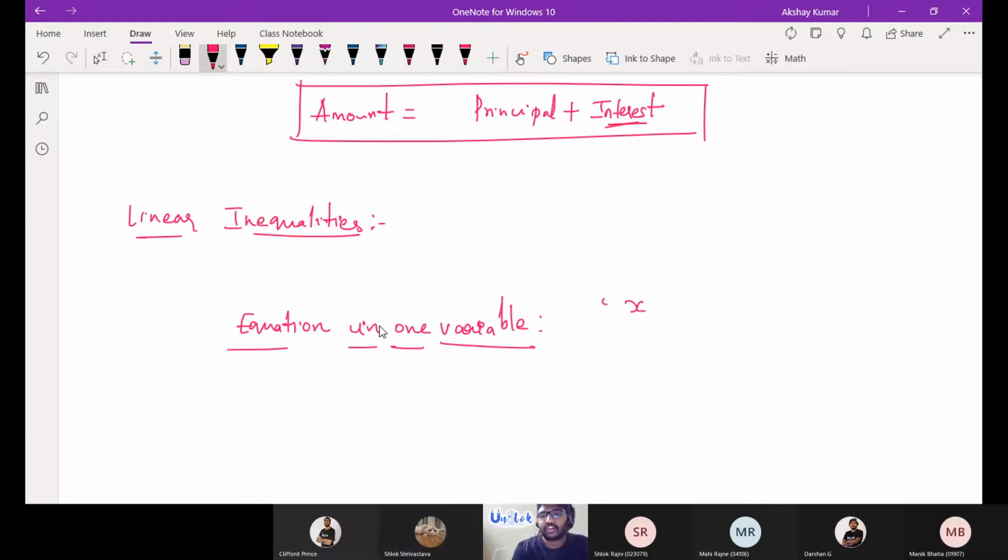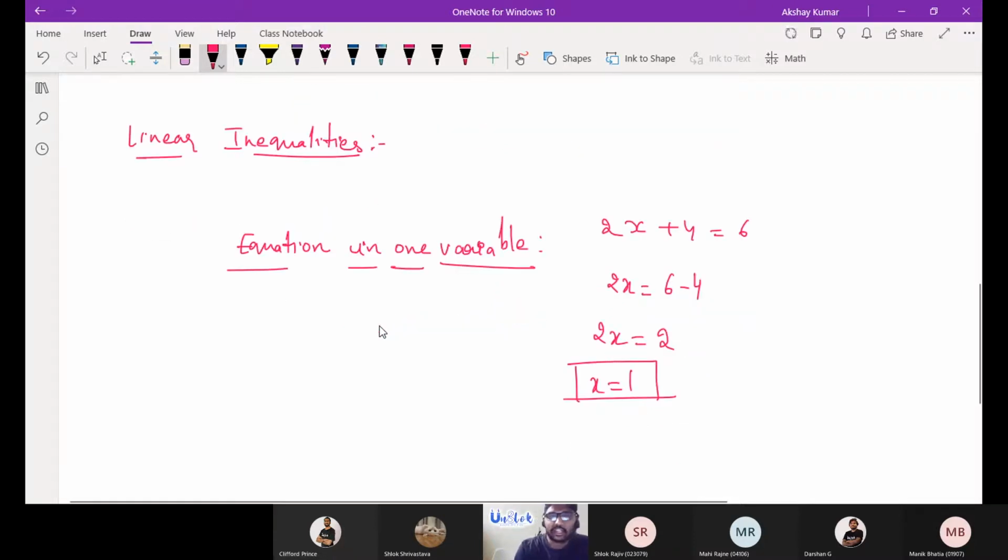If I give you an equation, 2x plus 4 is equal to 6, can you solve this? Yes, sir. x is equal to 1. Very easy one. So 2x is equal to 6 minus 4, it is 2x is equal to 2, and you got the value of x as 1. So you people know how to solve this type of equation in one variable. Now what is an inequality?